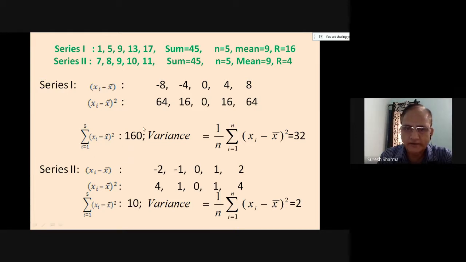One thing is clear. Where this sum of squares is larger, variation will be larger. Where the sum of squares is small, variation will be small. But luckily there are 5 observations in both. Let's say in series 1 you have 100 observations and in series 2 you have just 20 observations. Then obviously where there are 100 observations, this sum will be large, and where there are 20 observations, this sum will be small. So I cannot compare the sums, because the series have different numbers of observations.